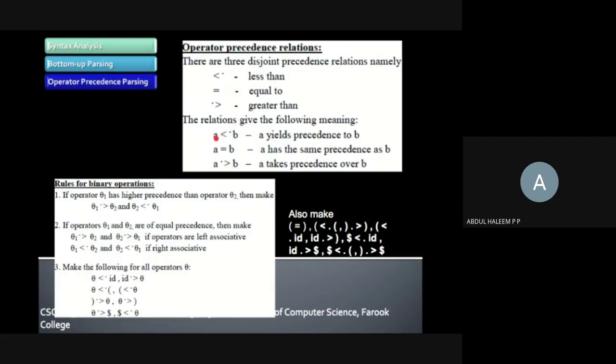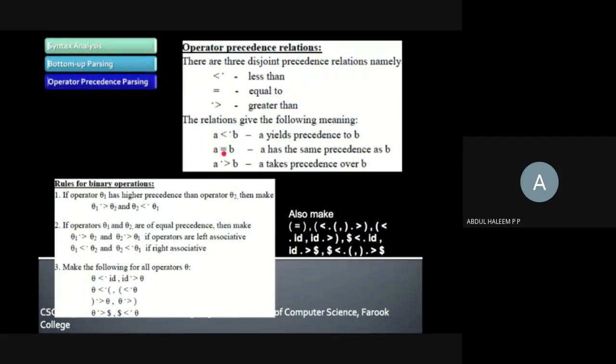Suppose that there are two terminals called A and B. If A is less than B, it simply says that A has lesser precedence than B. That means A yields precedence to B. Yielding means A is having lesser precedence than B. B has got higher precedence. A has got lesser precedence.